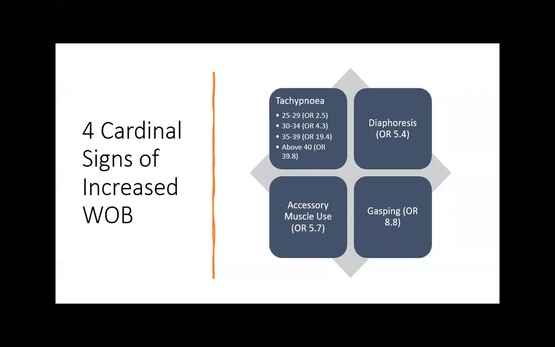The odds ratios here are odds ratios for diagnosing increased work of breathing. And you can see as the respiratory rate goes up, your odds ratio goes up dramatically. Diaphoresis is also relatively good at diagnosing increased work of breathing. But there are some other things that can cause diaphoresis, like CO2 retention. So that's not necessarily always an increased work of breathing. Accessory muscle use or gasping, but these are all relatively end-stage things. Ask about respiratory rate in your patients.